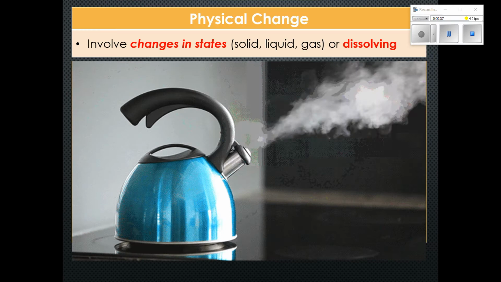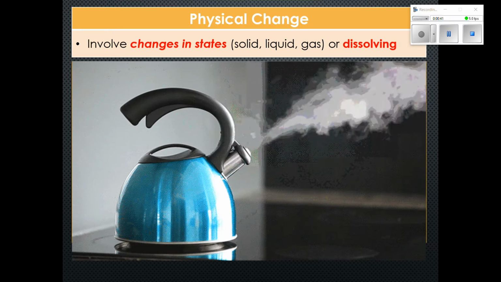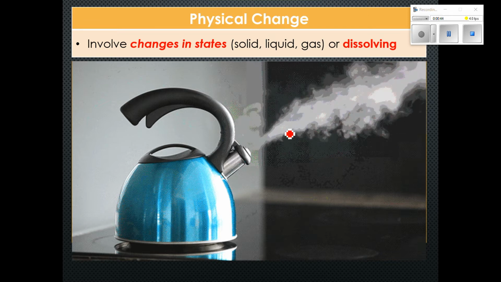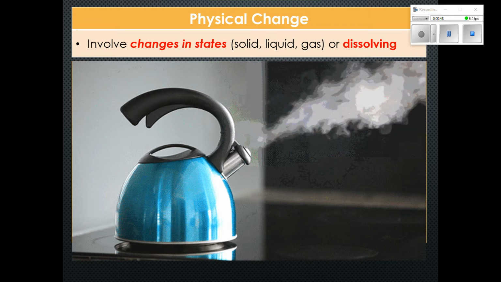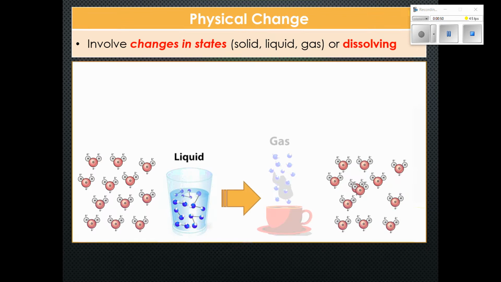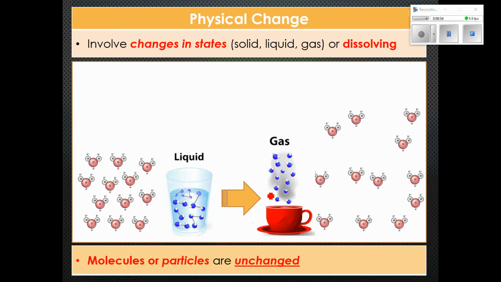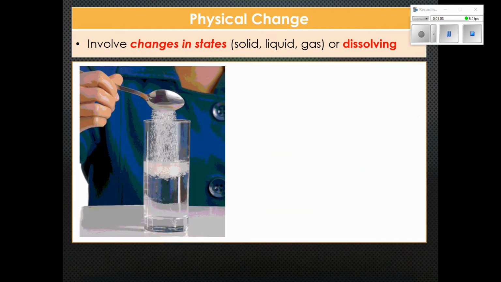We're going to start by looking at some physical changes first. These are changes in state or dissolving. You see here some steam being released. Basically, the water in here is going from a liquid to a gas. Behind the scenes, you're adding energy and separating the molecules of water, but the molecules are unchanged. You're not changing them, you're just separating them. You're overcoming the intermolecular forces between all of these different molecules.